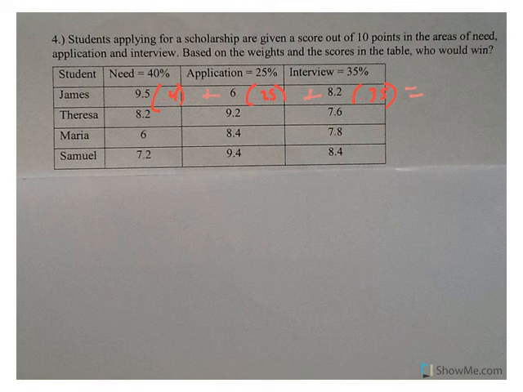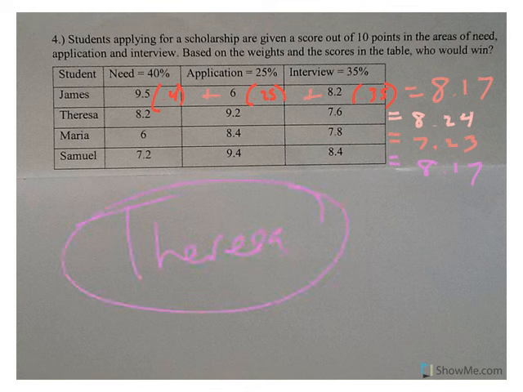When you do that, you see that James scores an 8.17, Teresa scores an 8.24, Maria scores a 7.23, and Samuel scores an 8.17. So based on this, our friend Teresa would win the scholarship because she has the highest weighted average when it comes to need, application, and interview.